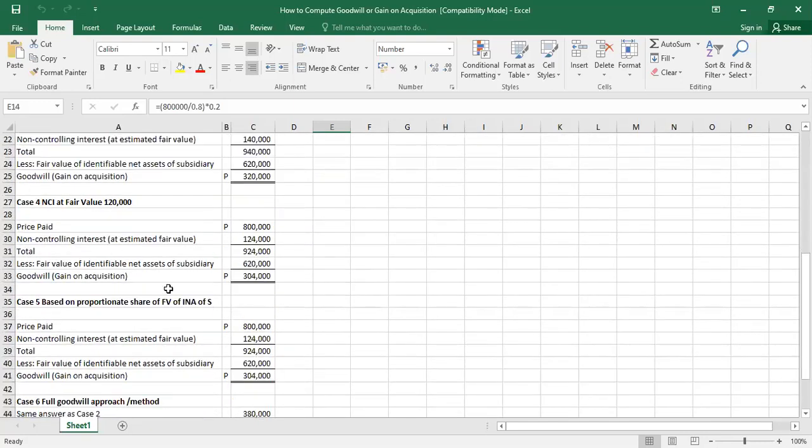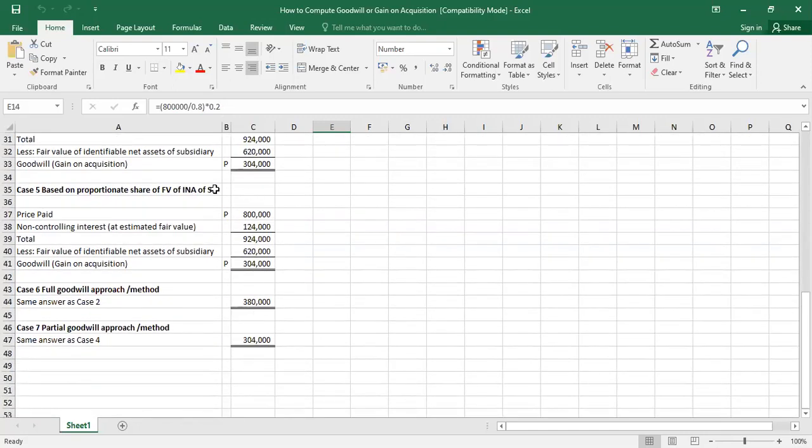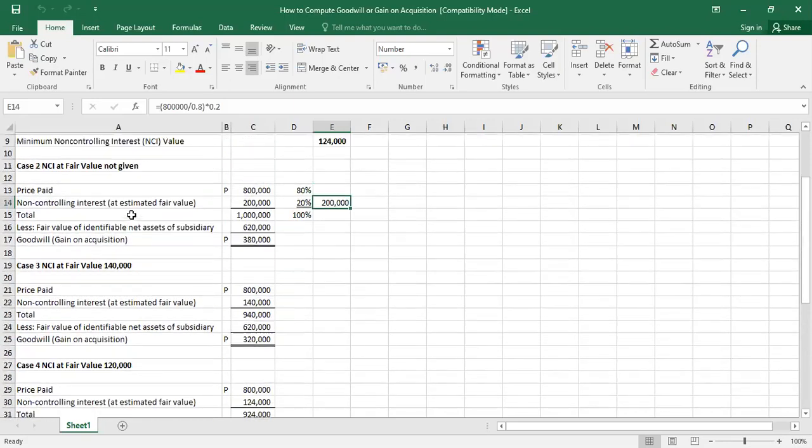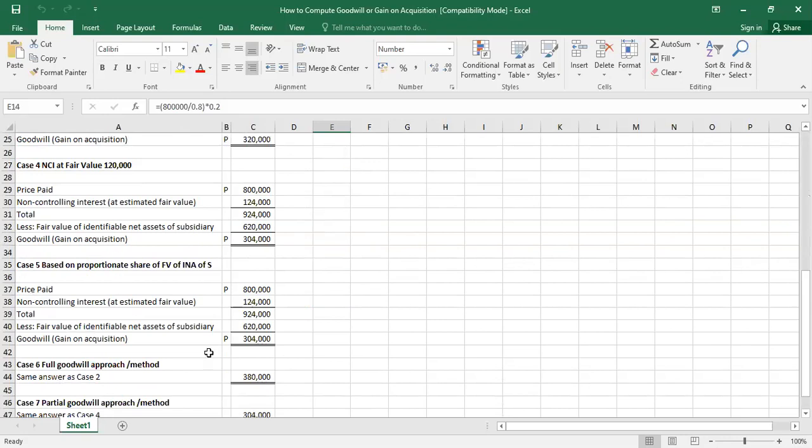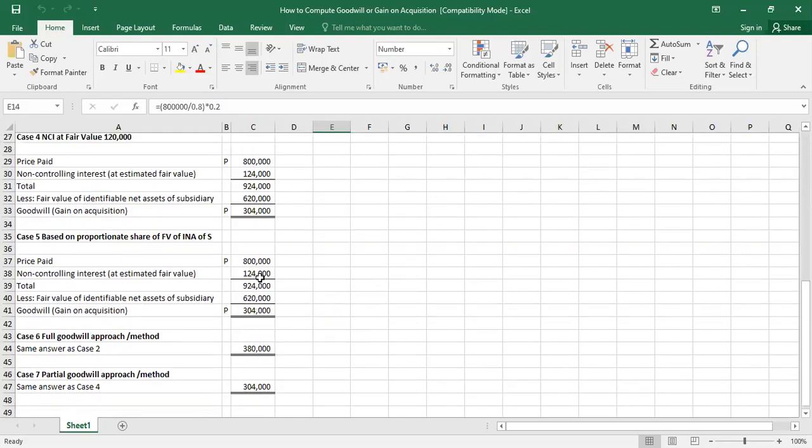Next, for case four, what if the NCI at fair value is 120,000? We do not use this one because this is below the minimum. So we have to make use of the minimum, 124,000, so that the goodwill is 304,000. Next, what if for case five, we are going to base it on proportionate share of fair value of identifiable net assets of subsidiary? By the way, this is on the premise or assumption that this is the requirement in the problem. Because if it is not stated in the problem as to the proportionate share, which is option two, we really have to make use of the estimated value if the NCI at fair value is not given. And also, we will make use of this one if, despite usage of the estimated NCI at fair value, still we did not satisfy the minimum. So for this one, the same as case four.